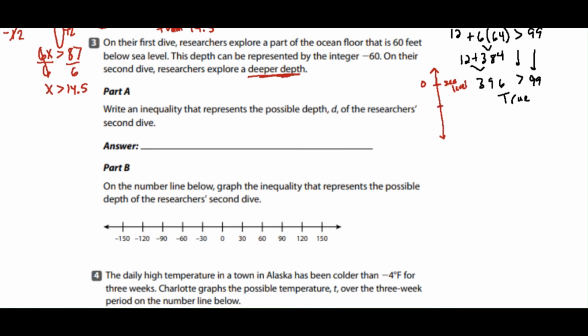So this is -60. So this is a depth of 60 because you went 60 feet deep. So if you're going deeper than that, that means you need a more negative number. So anything less than that is deeper than that. So anything going from here, 60 is not included in a solution because you have to go deeper than 60. So anything lower here is going to be a solution.